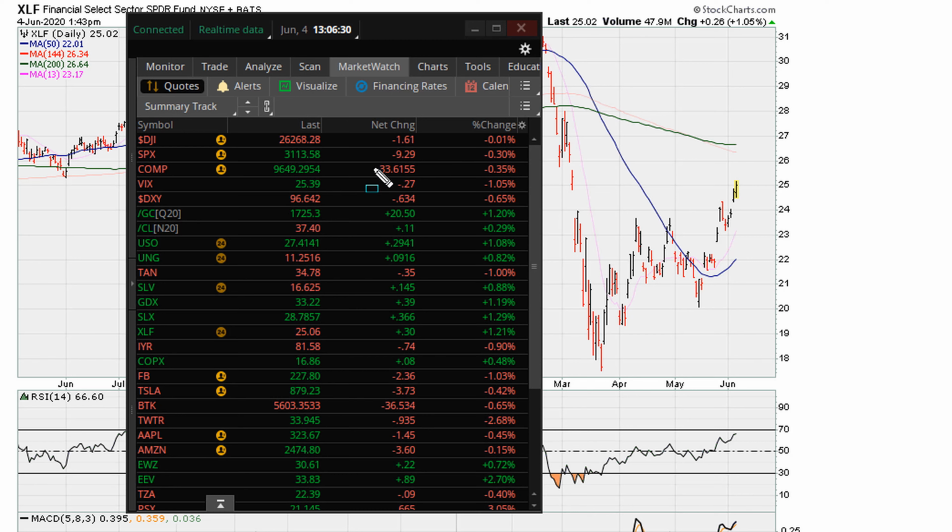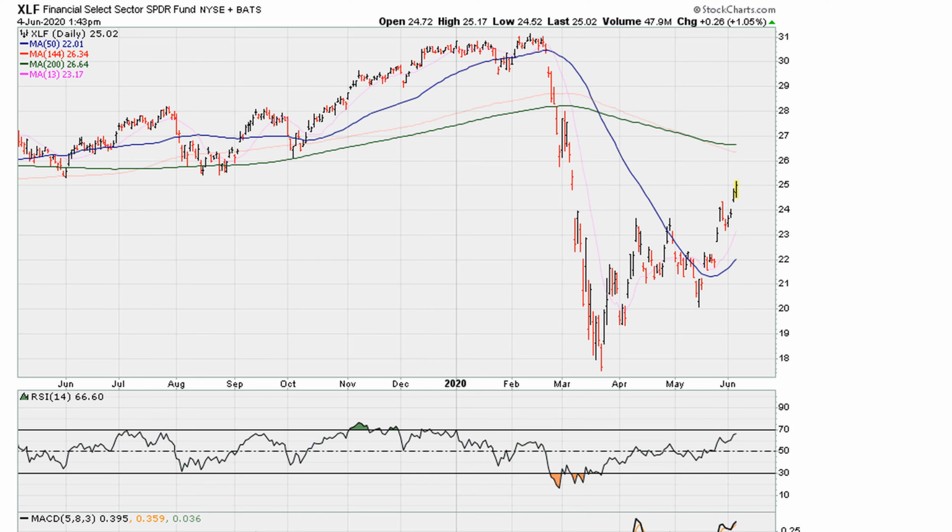Trading here at midday. Let's take a look at the XLF, currently trading at about 25.06. It's going to be a quick video, and here we're going to draw some lines based on where the RSI is trading right now.